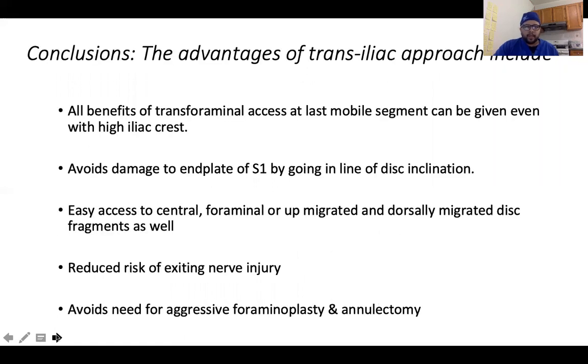To summarize, the transiliac endoscopic approach avoids damage to the S1 end plate because it's directly in line with the disc inclination. Disc fragments at various locations can be easily accessed. There is a reduced risk of exiting nerve root injury. It avoids the need for aggressive foraminoplasty and facetectomy. Thus, all the benefits of the transforaminal access at the last mobile segment can be given even in patients with a high iliac crest, and the procedure is carried out under local anesthesia, essentially converting it to a daycare surgery.